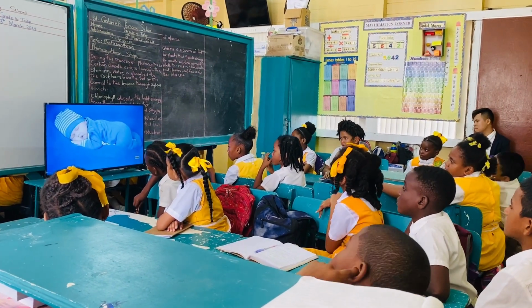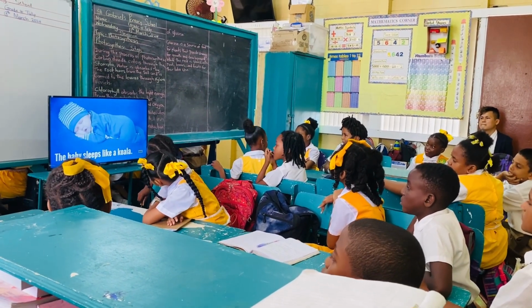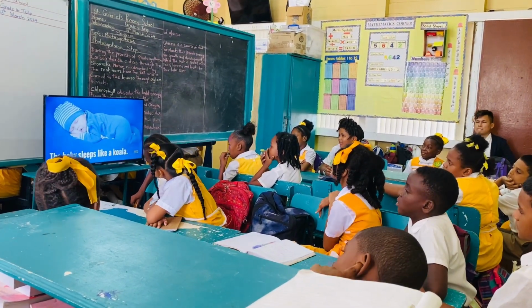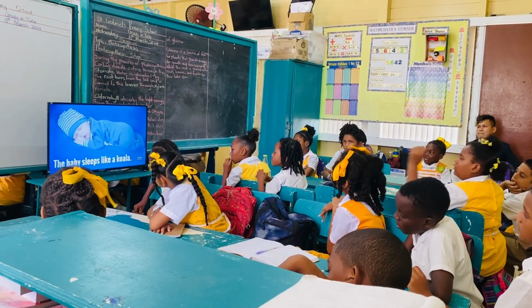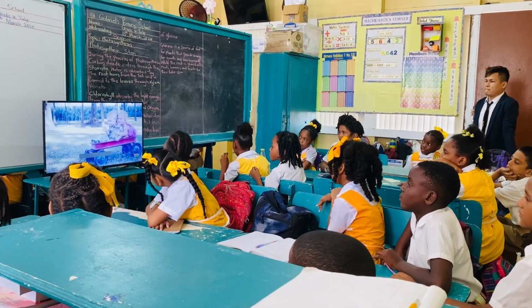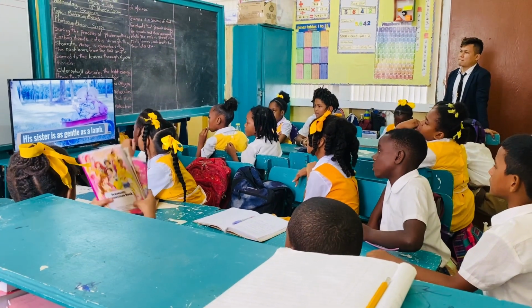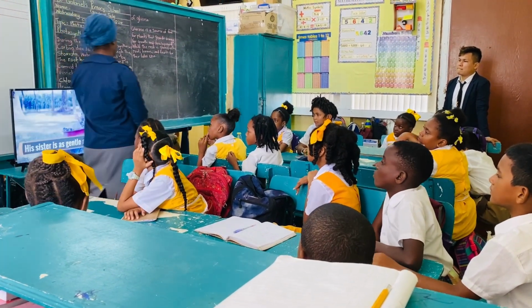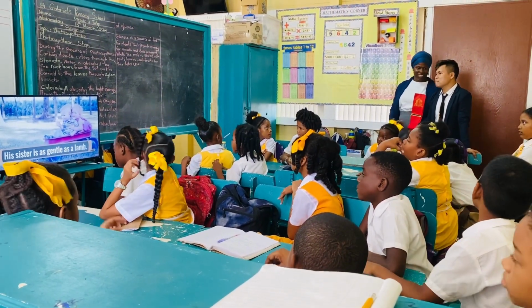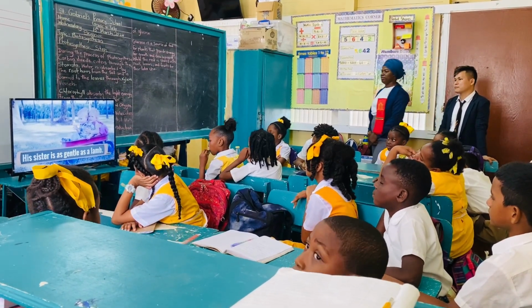Look at this comparison. The baby sleeps like a koala. In this sentence, we are comparing the baby to a koala. What's the comparison? That the baby sleeps like a koala. This is a comparison. Look at this comparison. His sister is as gentle as a lamb. His sister is as gentle as a lamb. The comparison is between his sister and the lamb. And the gentleness is what makes them similar. His sister is as gentle as a lamb. That's a comparison.